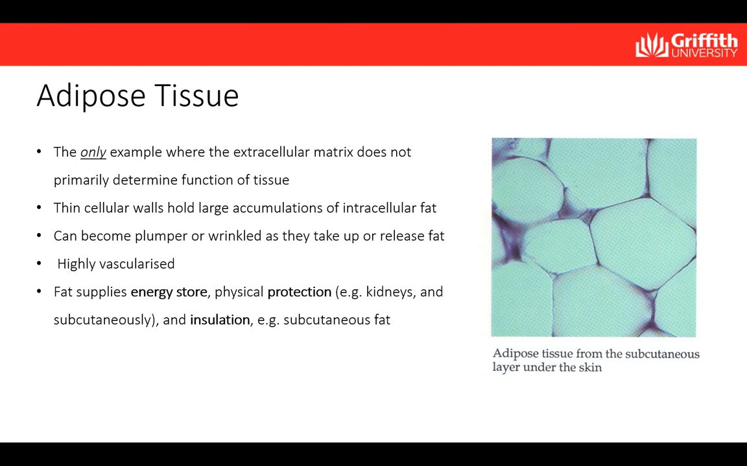Adipose tissue is the only connective tissue where the extracellular matrix does not primarily determine the function of the tissue. Adipocytes, commonly known as fat cells, account for 90% of the tissue mass. Their thin cell wall holds most of the fat inside the cell. Mature adipocytes are among the largest cells in the body and have the ability to become plumper or wrinkled as they take up or release fat.